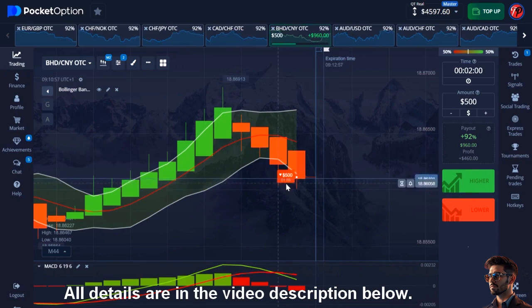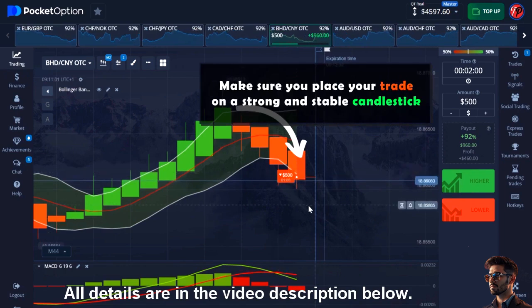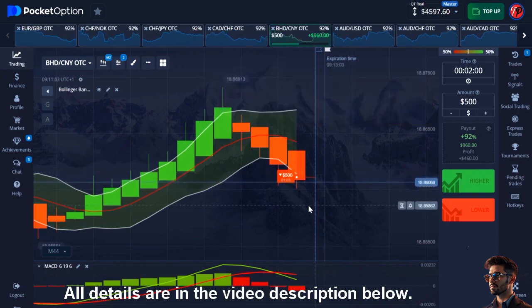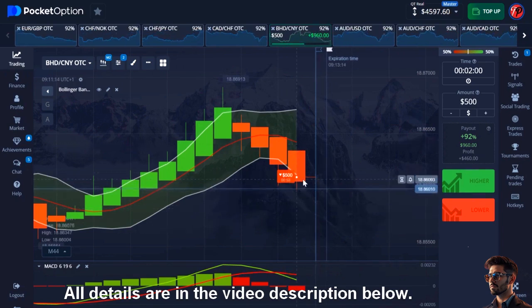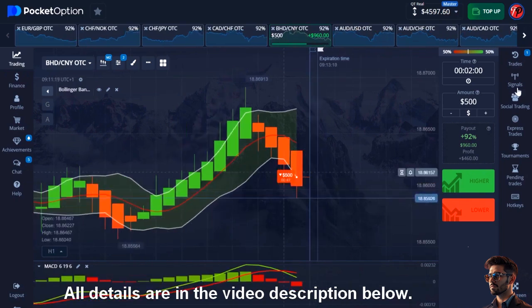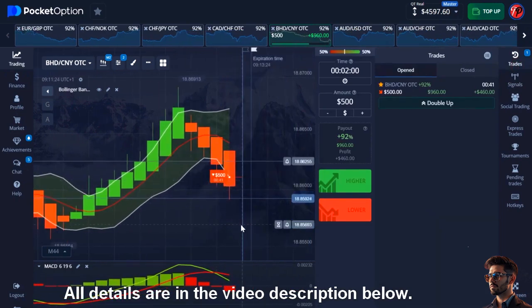The last thing for you to look out for is the candlestick that you're placing your trade on. The candlestick must be very strong, very stable before you place a trade. Do not place a trade when the candlestick is choppy or small in size. Always make sure that you're placing your trade on a very strong, full candlestick anytime you enter a trade. I hope you understand. We have about 42 seconds right now to close the trade.